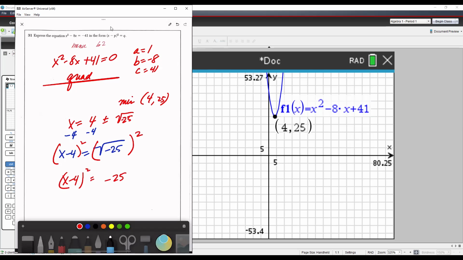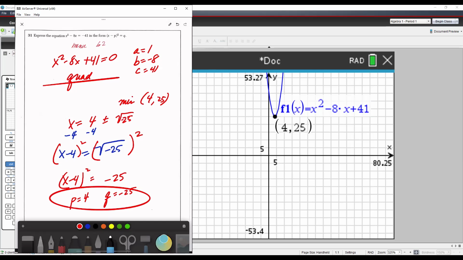So in this case, P is equal to 4 and Q is equal to a negative 25. So that means P is equal to 4 and Q is equal to a negative 25. And that's what we're doing.